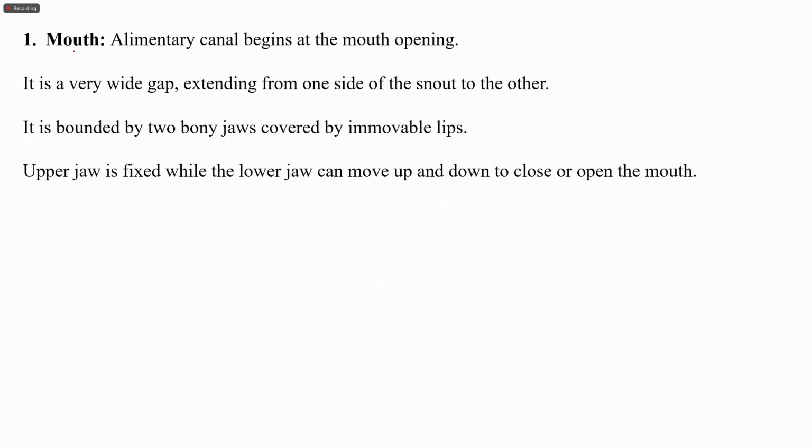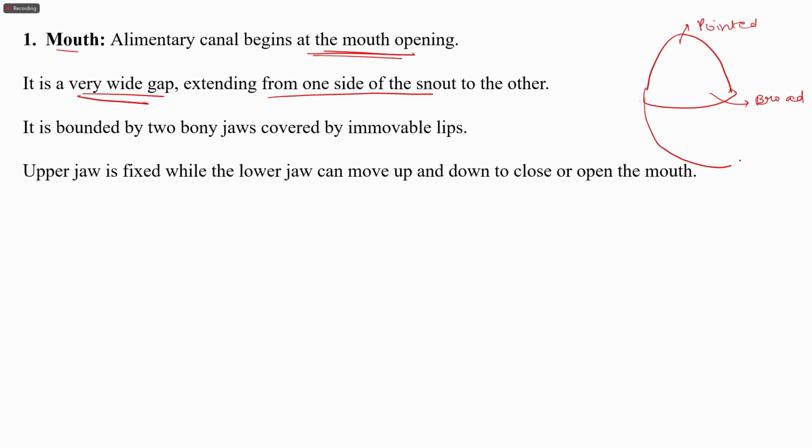The mouth is the first part of the alimentary canal. The alimentary canal begins at the mouth opening. It is a very wide gap that extends from one side of the snout to the other. If you remember the structure, a frog has a snout-like structure. This is the pointed end, and this is the broad end that is attached to the trunk region of the frog. So this is a very wide gap that extends from one side of the snout to the other.